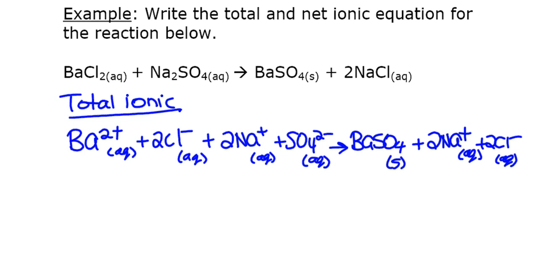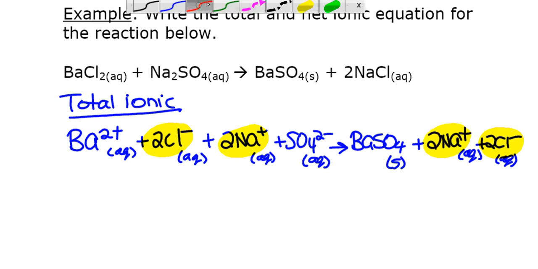Now, if we wanted to figure out what our spectator ions are, we're going to look again for the ones that are common on both sides. So what's common on both sides? Chloride ion here, 2 of them, and 2 chloride ions over here. We've also got sodium ions, 2 on both sides. So these ones here are our spectator ions.